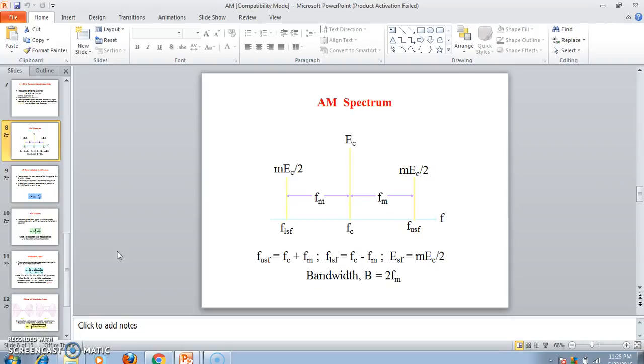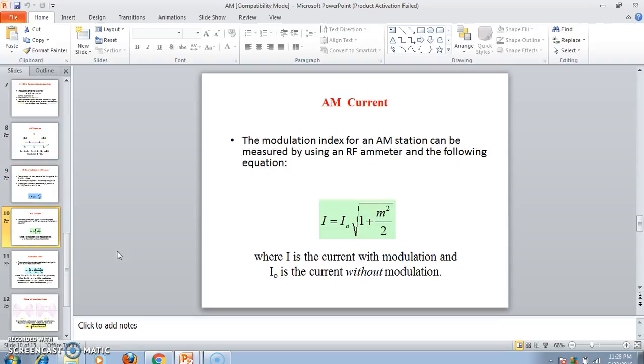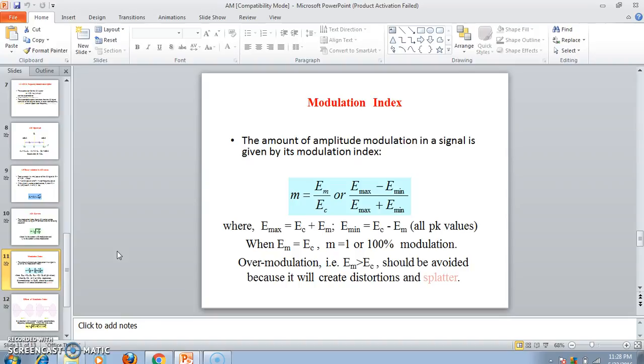LSB consists of the difference of the frequencies of the carrier and message signal, and USB consists of the sum of the carrier and message frequencies. Then come the power relations. There are many relations between current, power and voltages in AM waves. Here the power relationship is given as PT equals PC into 1 plus m squared by 2, and this shows the current, and this shows the modulation index.